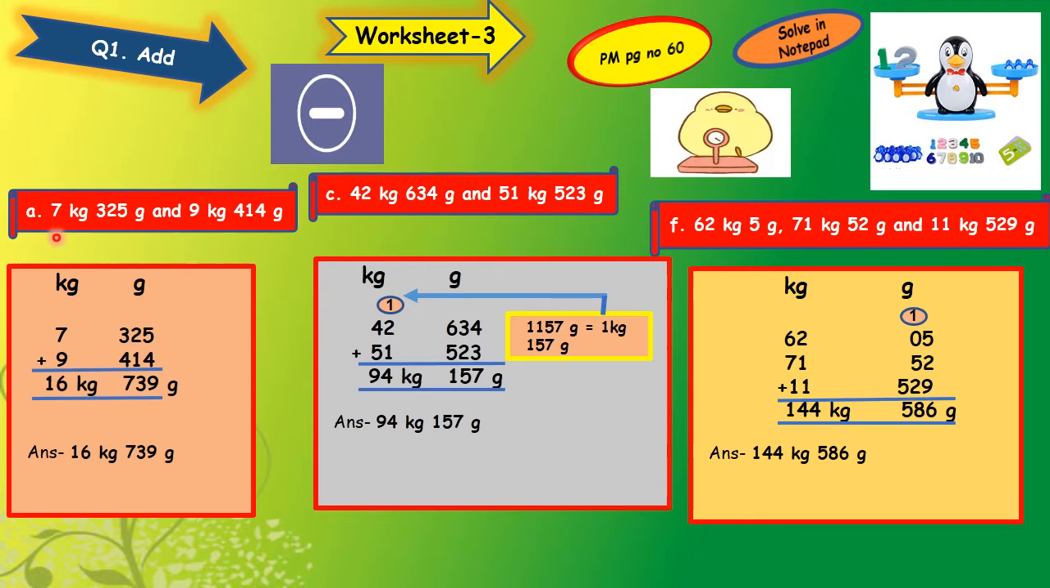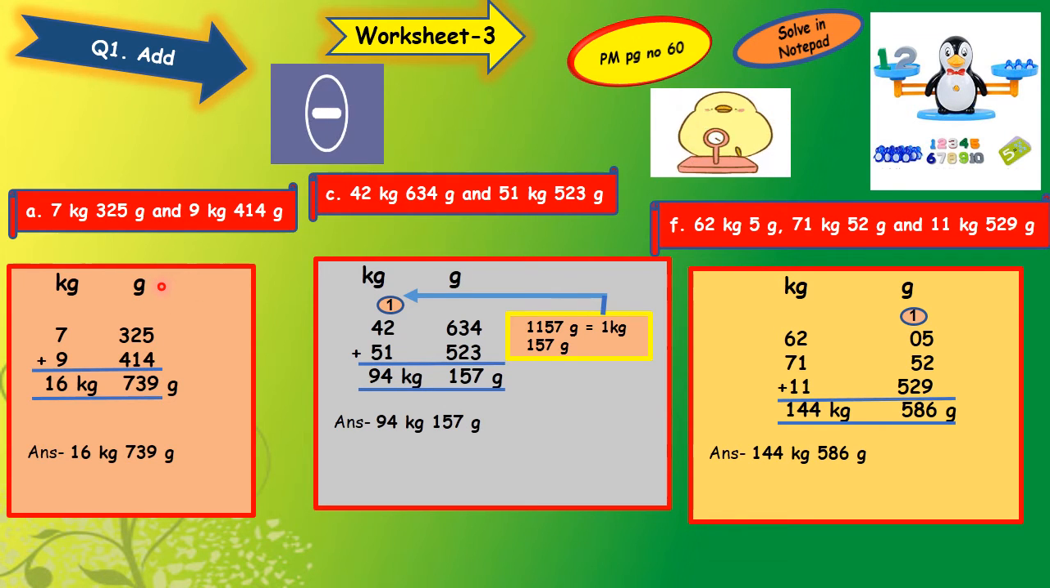So here question A is 7 kg 325 grams and 9 kg 414 grams. As you can see in the question, 2 units are given. The bigger unit is kg. So kg will be coming in the first column and in the second column gram will be coming. Now we shall start putting the numbers according to the given units. Like 7 will be coming under kg, 325 will be coming under the grams column. Here 9 kg, so 9 will be coming under the kg section and 414 grams will be coming under the gram column.